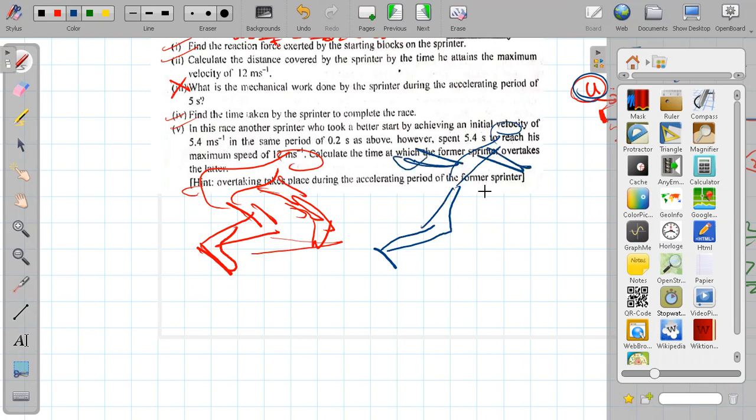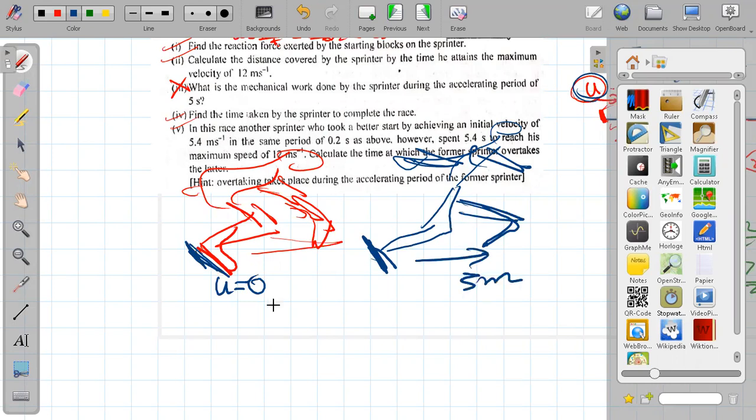This is the rear hand. One foot is like this. Now you are in upstretched position. At this point, u is equal to 0. But when you leave, you are still in touch, right? Still in touch with the footrest stand. Now you leave with a velocity of 5. So initial velocity is 0, and the leaving velocity is 5. You took some 0.2 seconds to achieve this 5 m s^-1 speed.